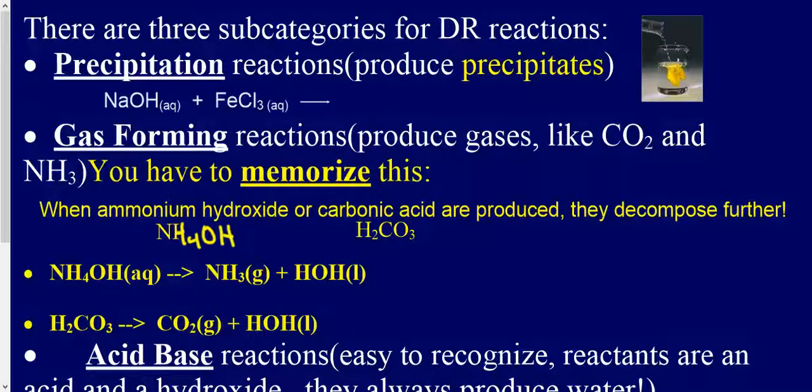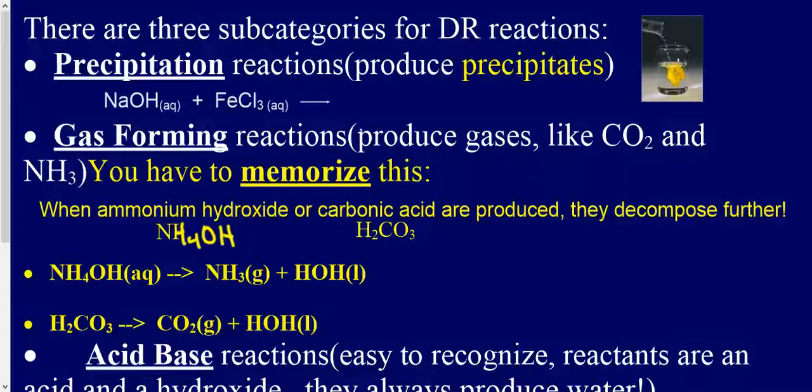Now, we talked about earlier that there are 3 subcategories for double replacement reactions. Precipitation reactions produce precipitates. Here's a picture of a precipitate forming when 2 clear liquids are poured together. A precipitate is an insoluble solid that forms when you mix 2 solutions together.